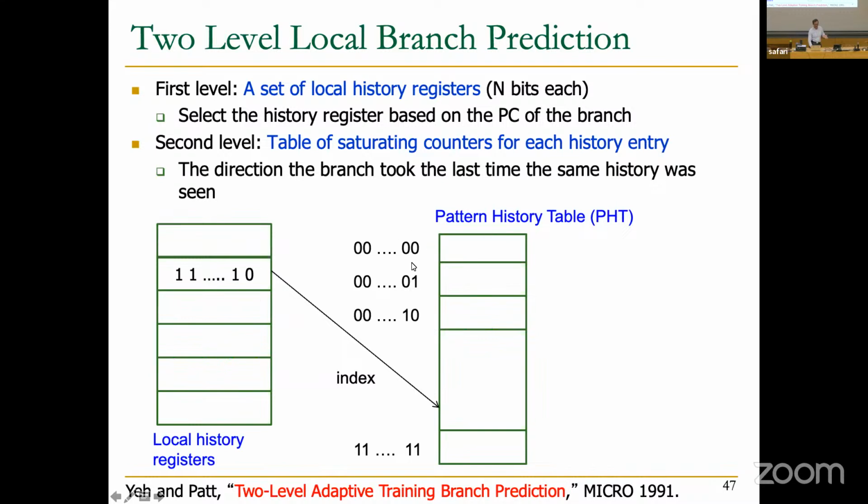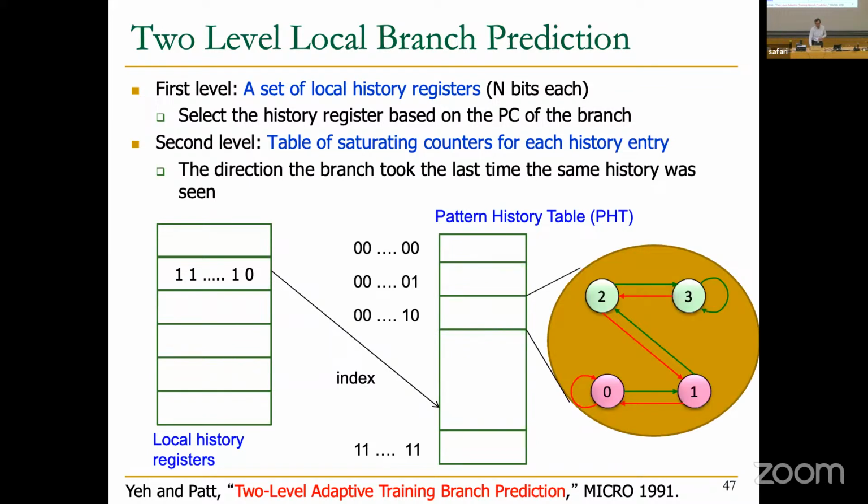And this is essentially the same function: the direction the branch took the last time the same history was seen. It may look different, but it's not that different. You're essentially using a different history register to index into a pattern history table. Now, this pattern history table, it makes sense to make it per branch as well in this particular case, so that you can distinguish between different branches. But of course, that amplifies the hardware cost. Okay, so that's two-level local branch prediction.